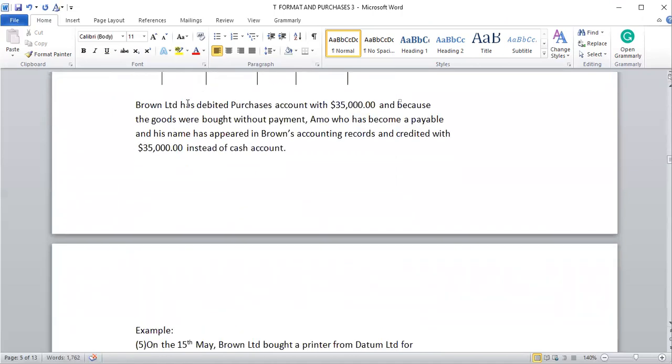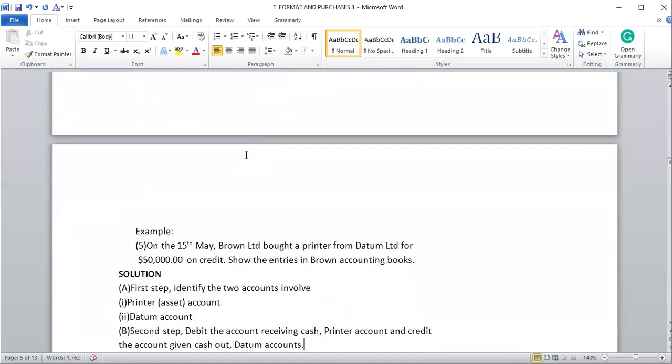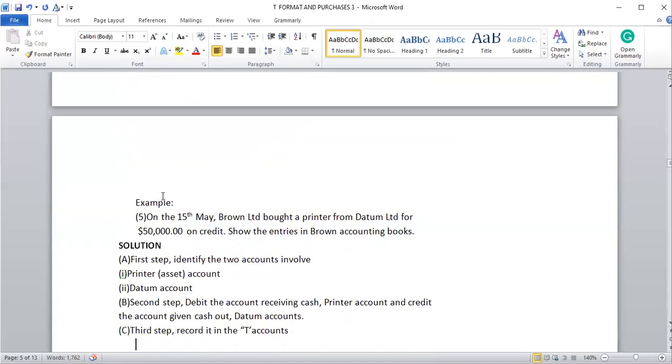So as I said, Brown Limited has debited purchases account with $35,000. And because the goods were bought without payment, Amo, who has become a payable and whose name has appeared in Brown's account records, is credited with $35,000 instead of the cash account, as I've said. We go on to the fifth example.